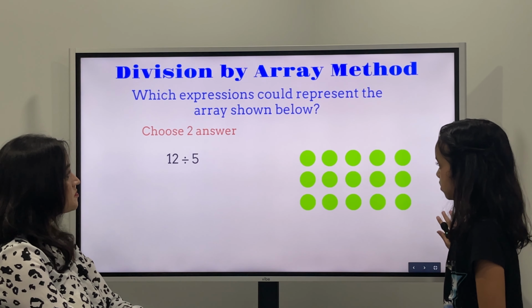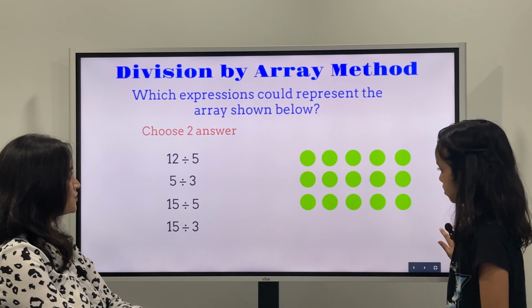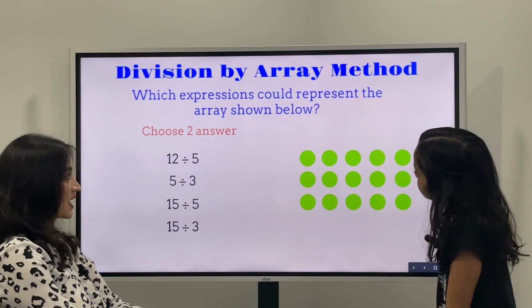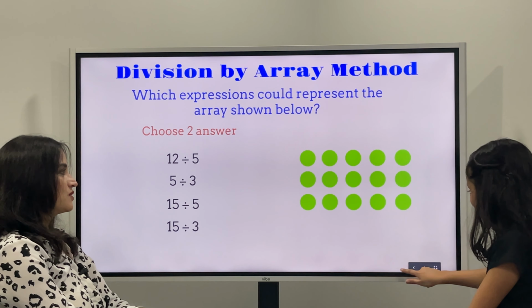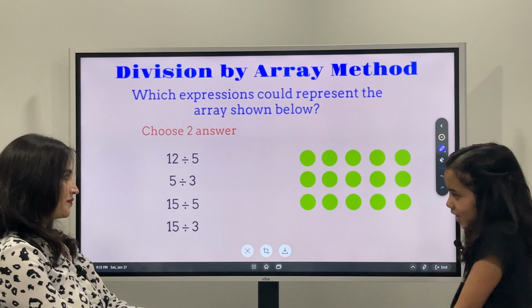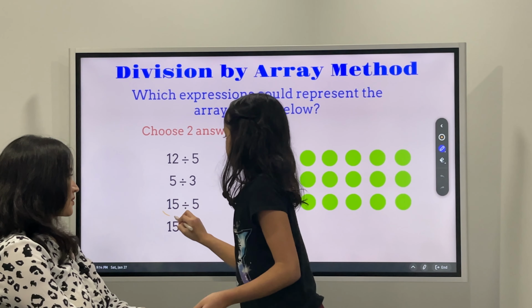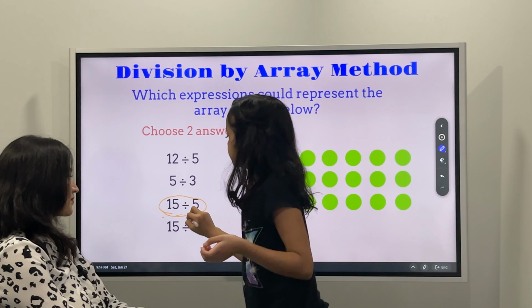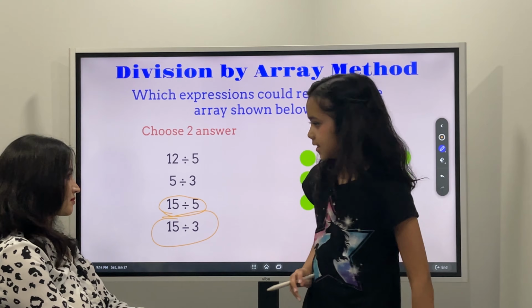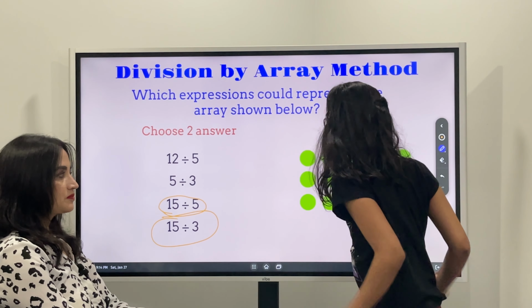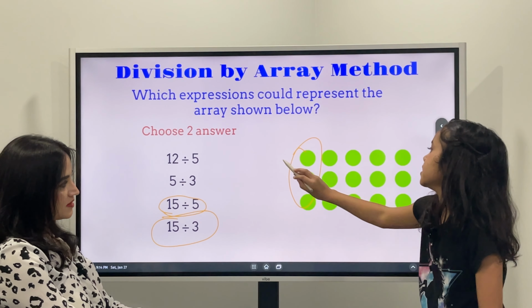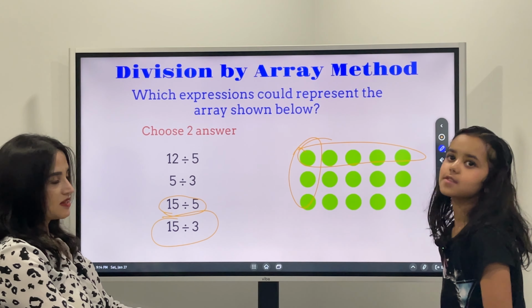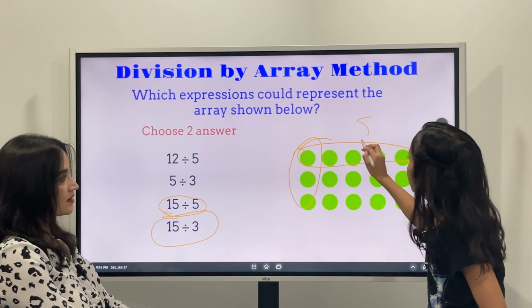Okay, continue. Which expression could represent the array shown below? Choose 2 answers. So please focus. 3, 2, 5. And why do you think that? Because 5 times 3 equals 15. And how do you know that? Because this is 3, then this is 5. So 5 times 3, so then 5, and then 3.